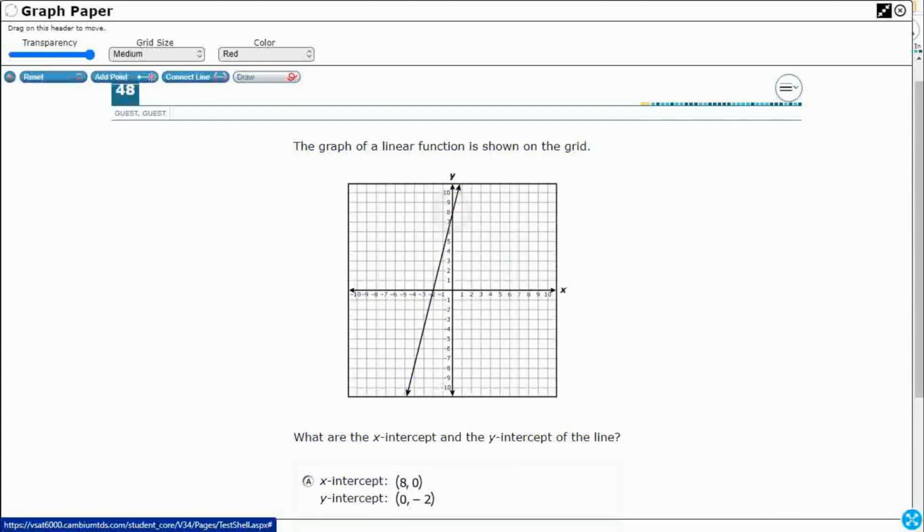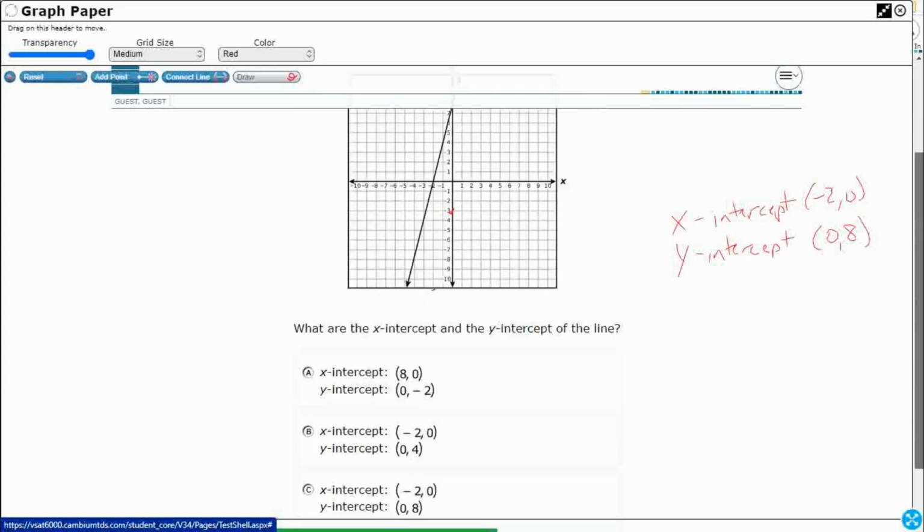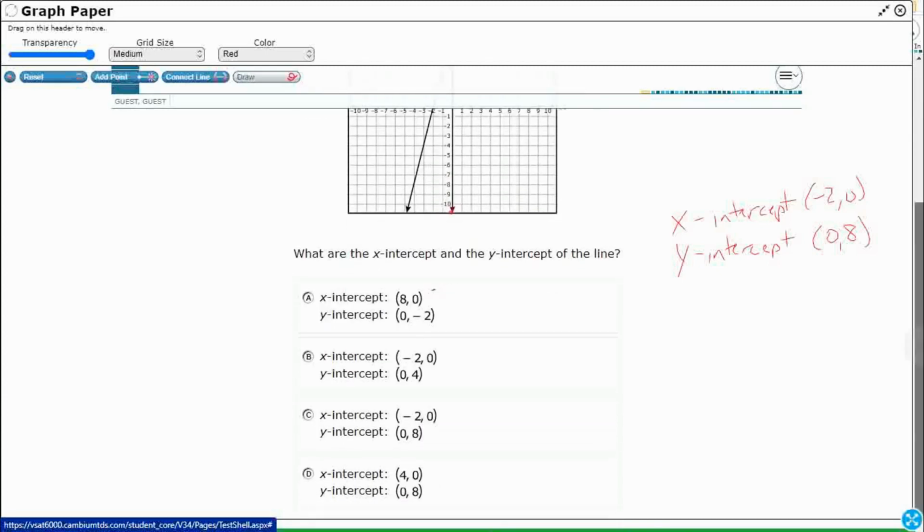So my y-intercept is going to be, and it looks like we are using the full coordinate pair, right? So that's always going to be an x of 0. That's how we know it's the y-intercept. Looks like it's the y value of 8, and I'll put that up there. My x-intercept is going to be an x of -2, and the y value is always 0 on the x-intercept. And so let's see. It looks like we've got our answer there as C.